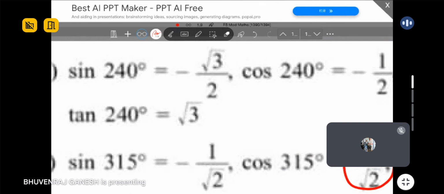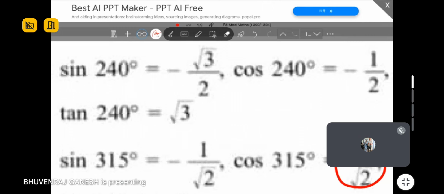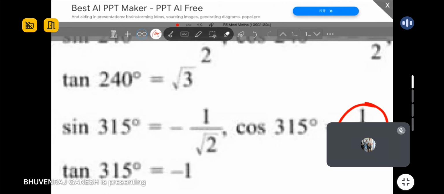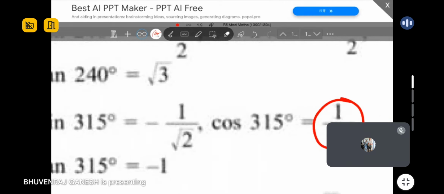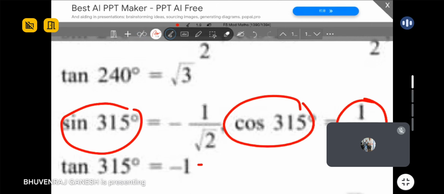Okay guys, tangent 315. Apa nilai dia? Are you sure one? Betul ke satu? Guys, tangent kuadran keempat, negatif atau positif? Yes, negatif. Okay, so the answer is negative 1. So how to get the answer easily, guys? Macam mana boleh dapat jawapan dengan senang? If kamu ada jawapan untuk sin 315 dan juga cos 315, kamu boleh dapat jawapan ni dengan senang.